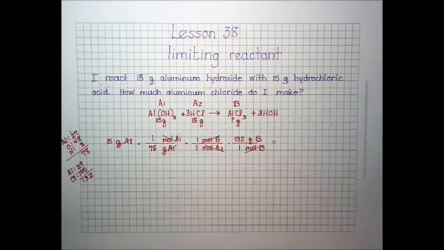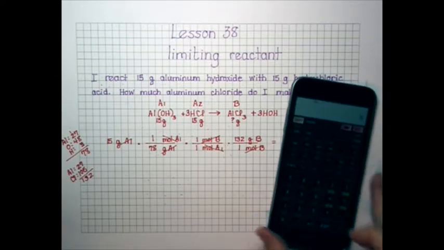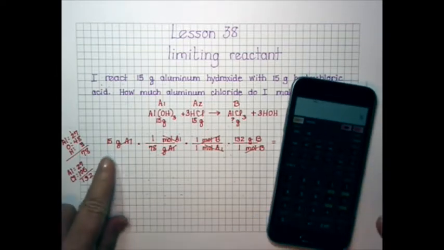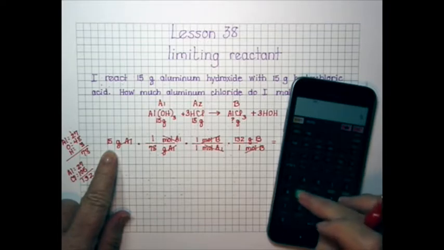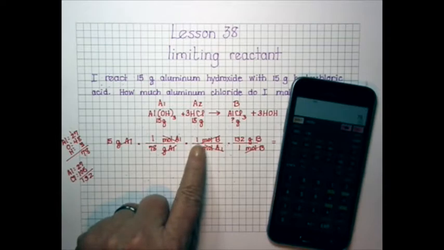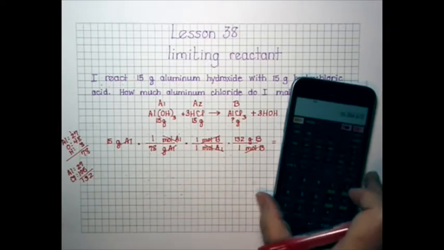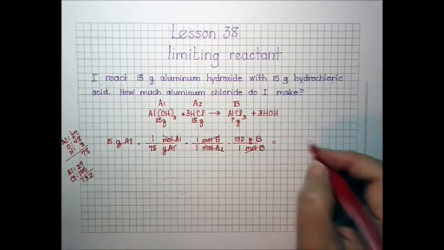Alright, I let my fingers do the walking on the calculator, and you guys probably don't recognize the advertisement that I'm referencing there at all. Alright, I've got 15 divided by 78 times 1 divided by 1 times 132. This predicts that I'm going to make 25 grams of B.